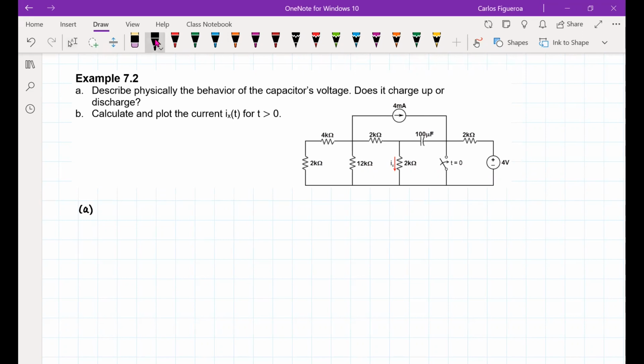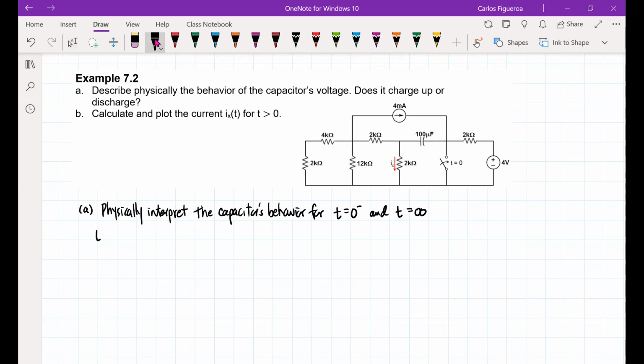So we want to physically interpret the capacitor's behavior before the switch is thrown and then long after the switch is thrown. Okay, so let's look at this.